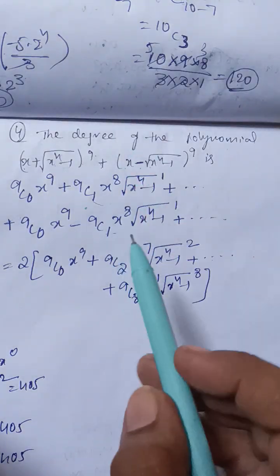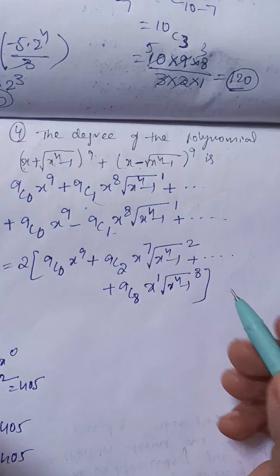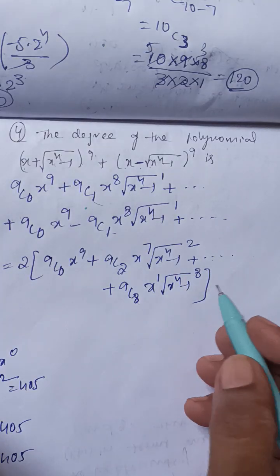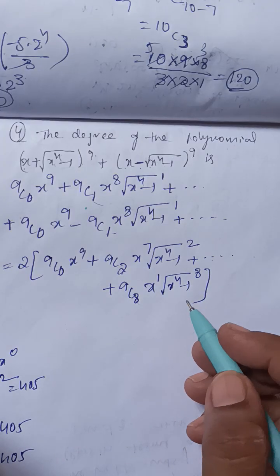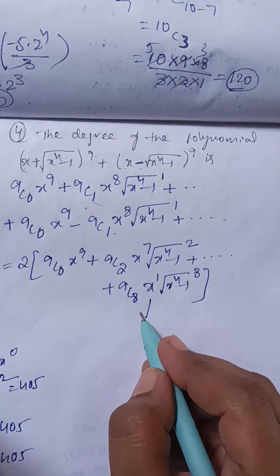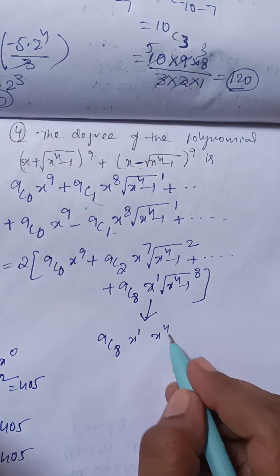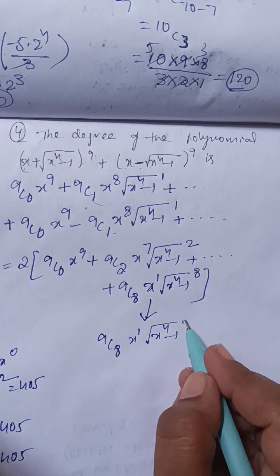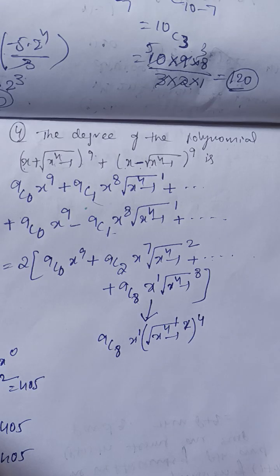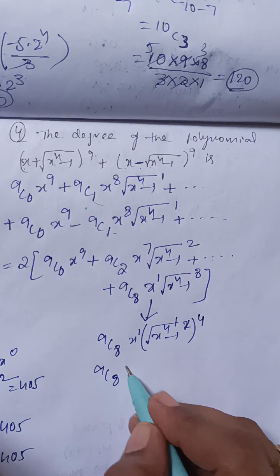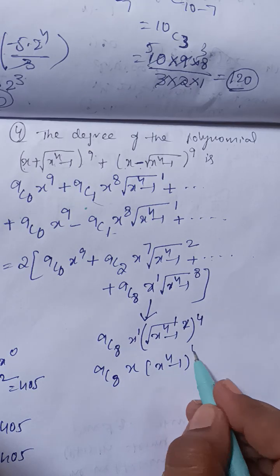Okay, here the degree of the polynomial means the highest power of x. So what will be the highest power of x? Take the last term, 9c8 x power 1 into (root of x power 4 minus 1) whole power 8, which can be written as (x power 4 minus 1) whole power 4, since the square root gets cancelled.